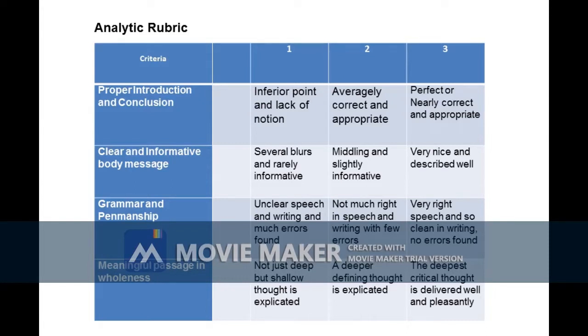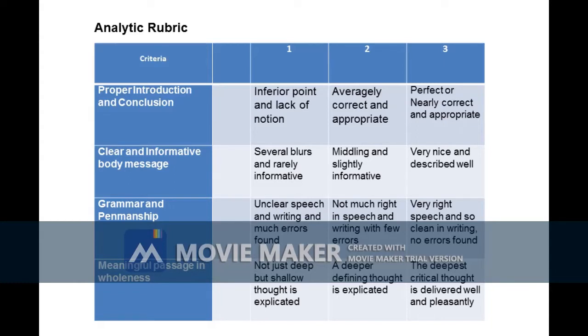First one is the proper introduction and conclusion. The weakest point is an inferior point and lack of notion. The intermediate point is averagely correct and appropriate. And the strongest point here is perfect or nearly correct and appropriate. Next one is the clear and informative body message. The weakest point there is several blurs and rarely informative. The intermediate point is middling and slightly informative. And lastly, the strongest point is very nice and described well.